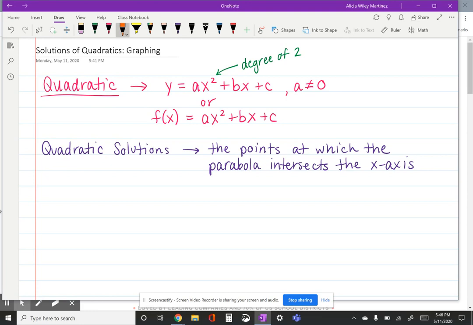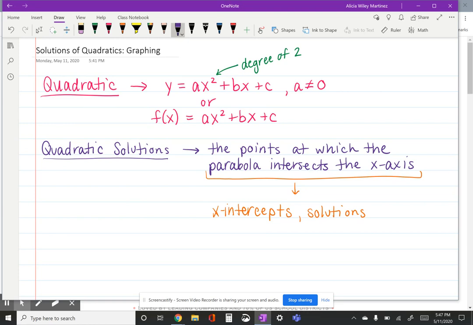You've definitely heard this definition before. This definition sounds very familiar because it is what we call the x-intercepts. Right? So these x-intercepts, also known as solutions to the function, are specifically on a graph the points where the parabola intersects the x-axis.